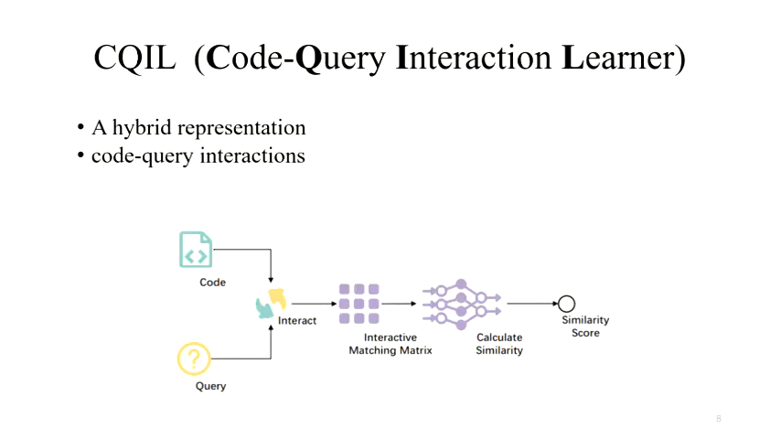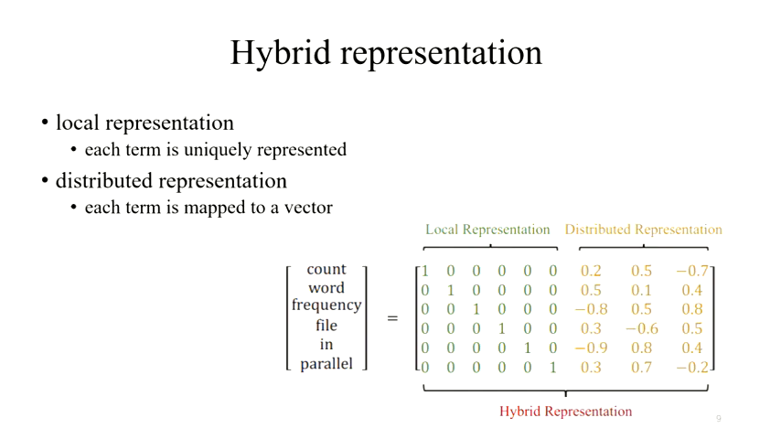To tackle the above problems, we propose COIL. COIL uses a hybrid representation of source code and queries, and by applying a CNN, COIL achieves lexical and semantic similarities from code query interaction. The hybrid representation has a local representation part and a distributed one. In the local representation part, each term is uniquely represented. In the distributed representation part, each term is mapped to a compact, dense, and low-dimensional vector.